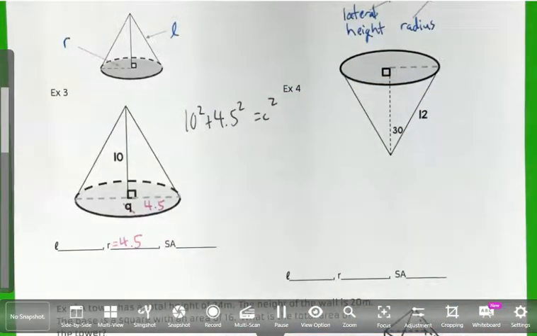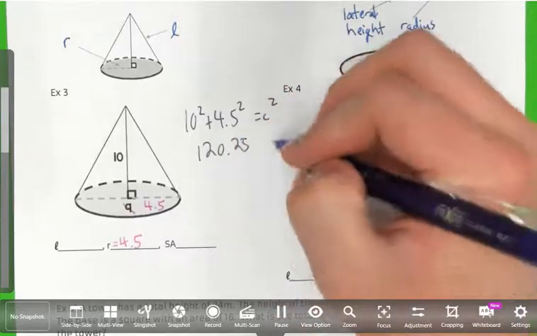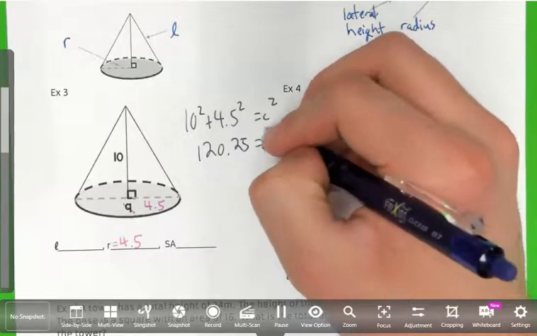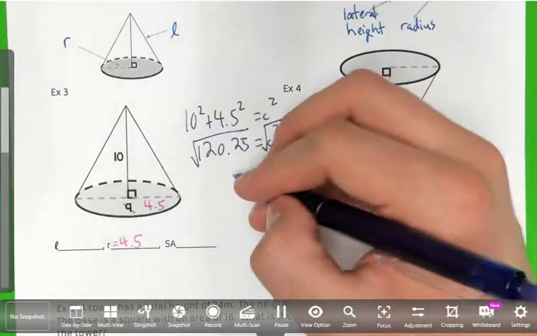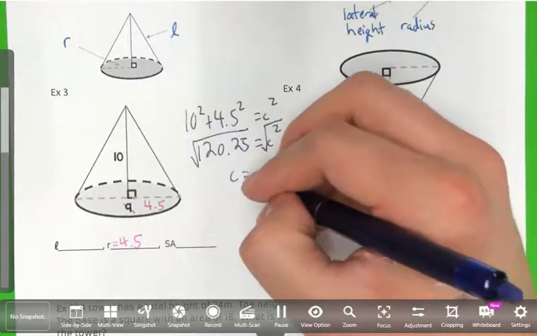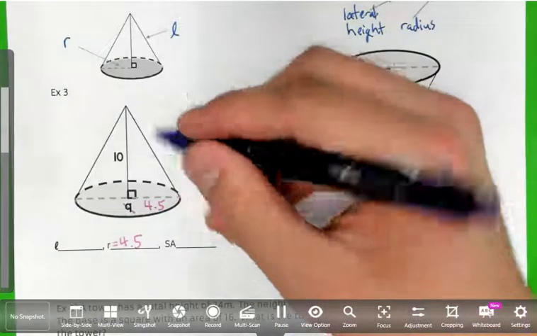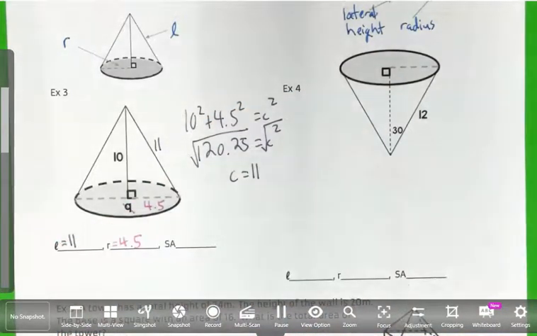And we can go ahead and plug that left side into the calculator. 10 squared plus 4.5 squared, and you get 120.25. And that is equal to c squared. And then take the square root of both sides. And the square root of 120.25 is 10.96. We'll go ahead and round that to the nearest tenth. We'll go ahead and round that to 11 because that is pretty close to what it is. And that'll be our lateral height. So you can say that our lateral height is 11.